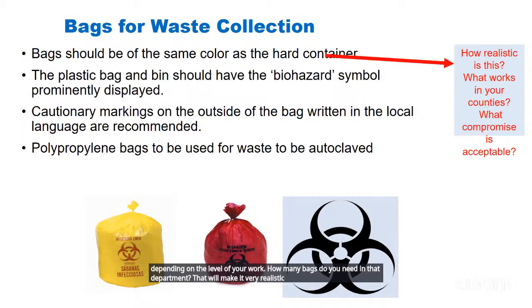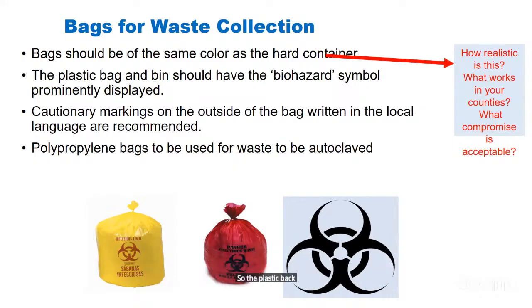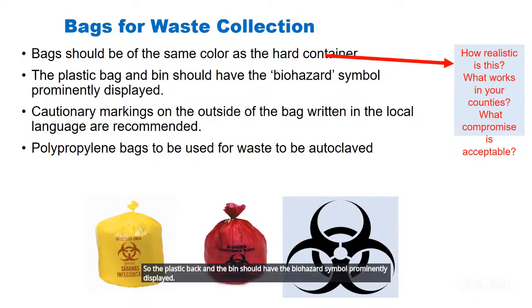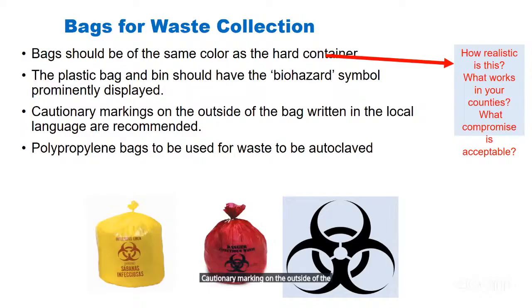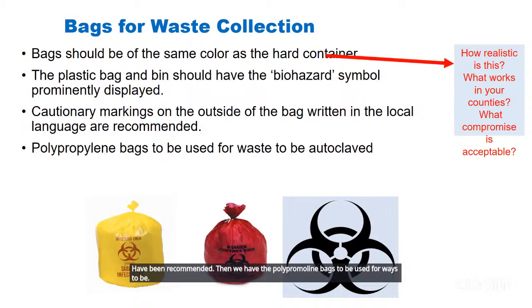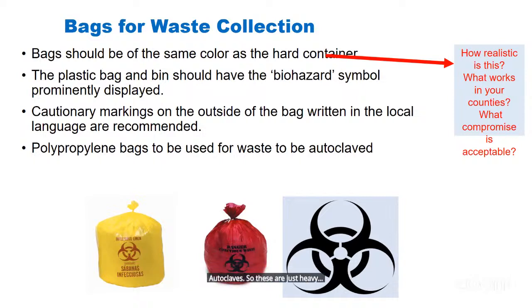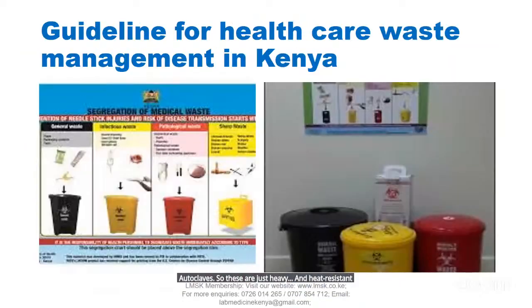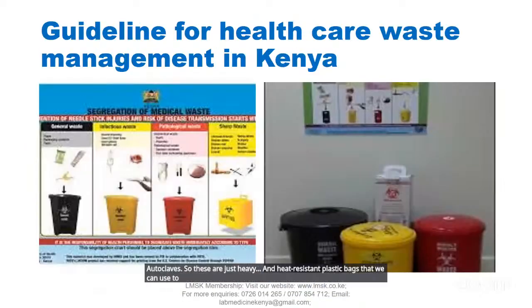Because as you do the purchasing, maybe in a quarter or a year, you actually know the amount of bin liners that you require. So the plastic bag and the bin should have the biohazard symbol prominently displayed, with cautionary marking on the outside of the bag written in the local language as has been recommended. Then we have the polypropylene bags to be used for waste to be autoclaved. These are just heavy and heat-resistant plastic bags that we can use to autoclave our samples.